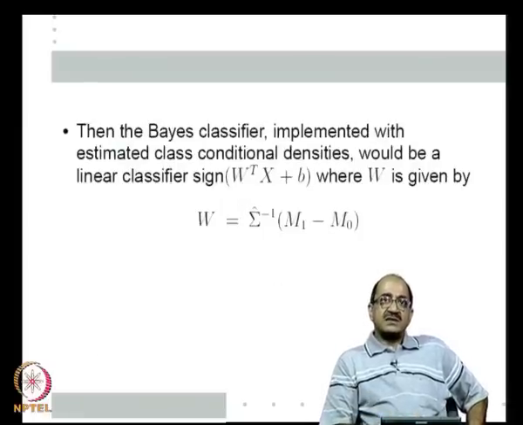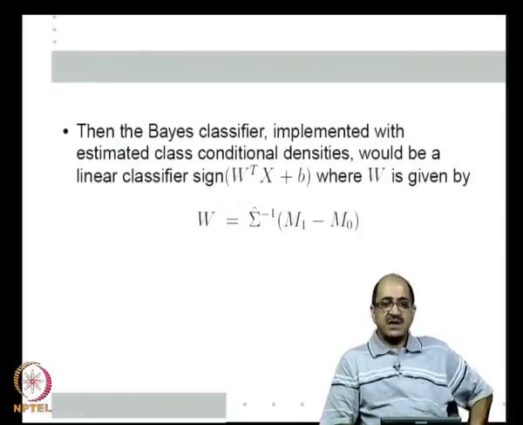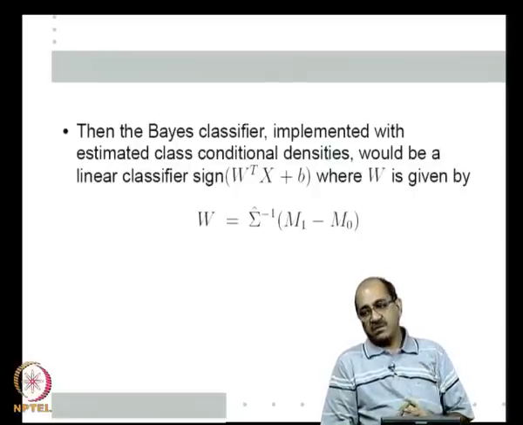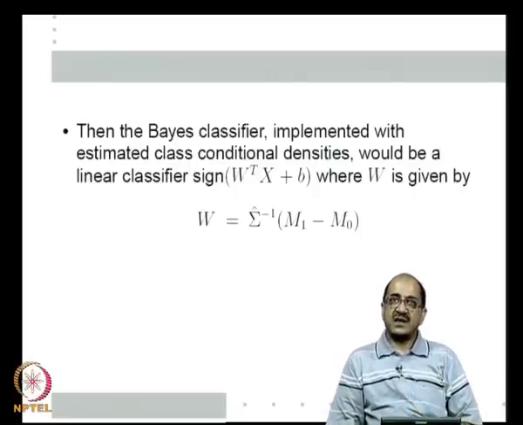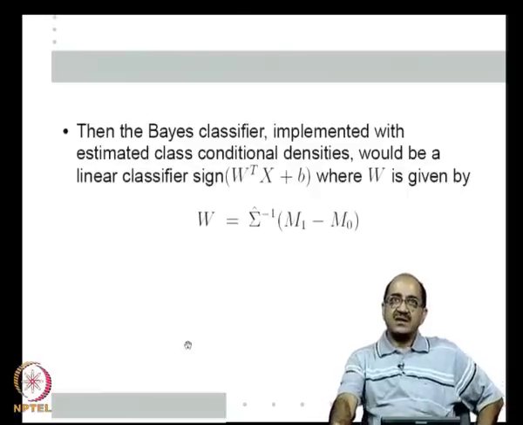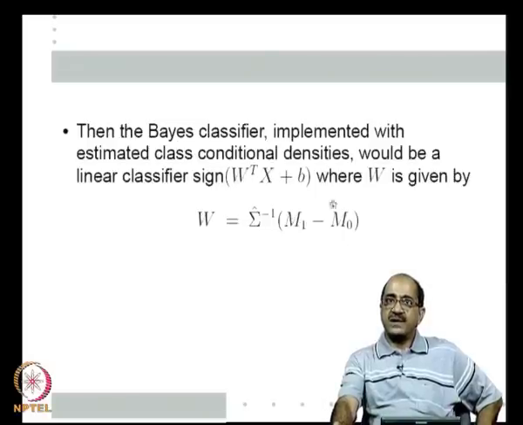Then what will be the base classifier we implemented with these estimated quantities? If you still remember the base classifier that we derived for the common covariance matrix case, it is a linear classifier W transpose x plus b, where W is given by sigma inverse (mu 1 minus mu 0). So, what I would have implemented is sigma hat inverse (m 1 minus m 0).